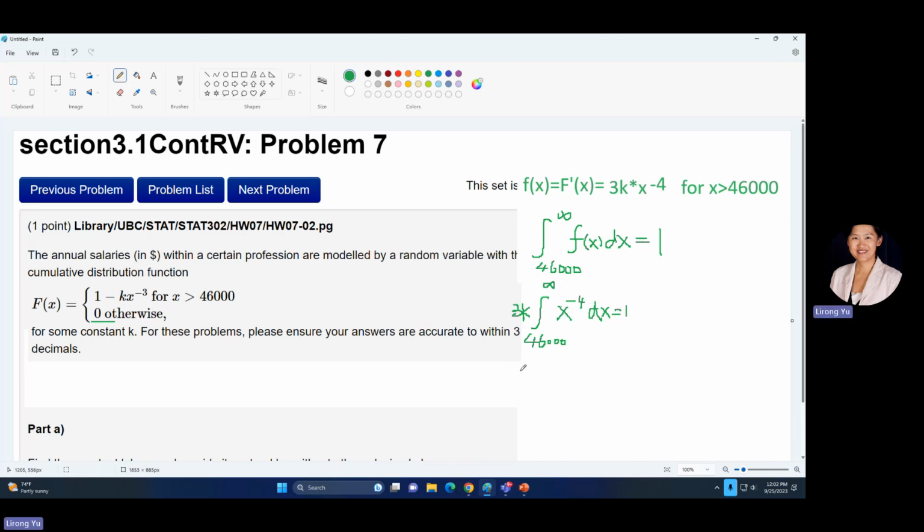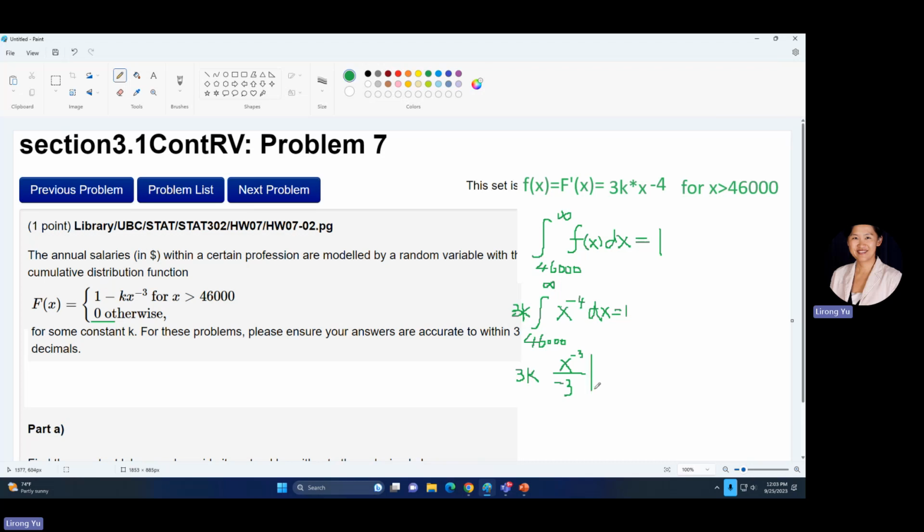So we have 3k multiplied by the integral of x to the -4. According to the power rule of integration, power plus 1 divided by the new power, so it's going to be x to the power of -3 divided by -3. That's the antiderivative. You can also check by differentiating it, and the derivative goes back to the original function. So integration is the inverse operation of differentiation.